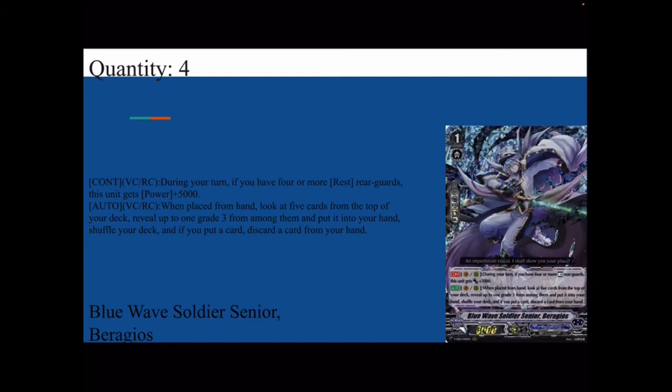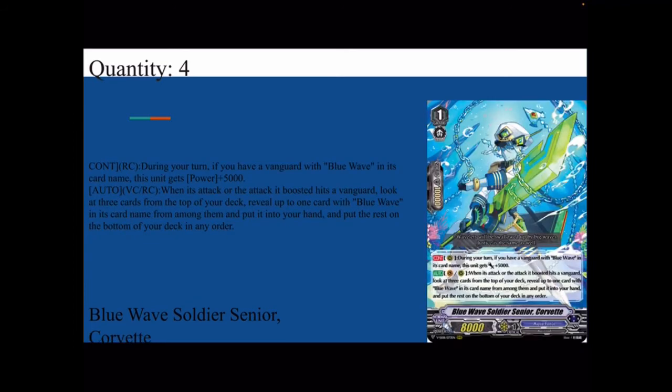And then his other skill, Auto Vanguard or Rearguard, when placed, look at top 5, reveal up to 1 grade 3 from among them, put it into your hand and shuffle your deck, and if you put a card, you gotta discard one. So that's mainly where you discard the Quick Shield for, but it can also search you a grade 3. Sometimes you need the Valios. Very few times you might need Revan, and sometimes you need Riptide, the grade 3 I placed in here to spite a friend, but also because it makes sense. So sometimes you can need any of those 3, and he can be the one to search it for you, so 4 copies. I also just like his art.